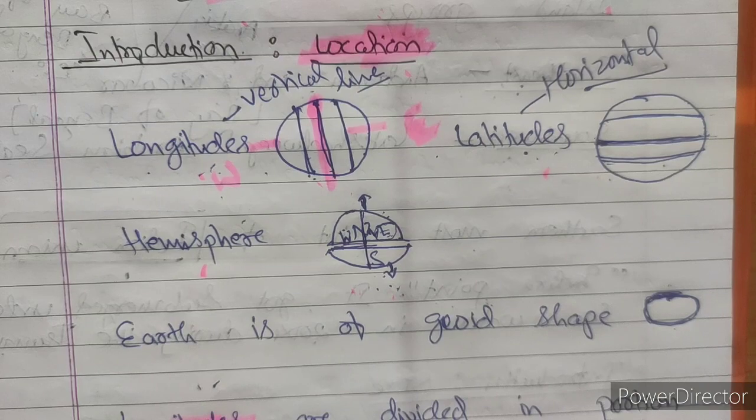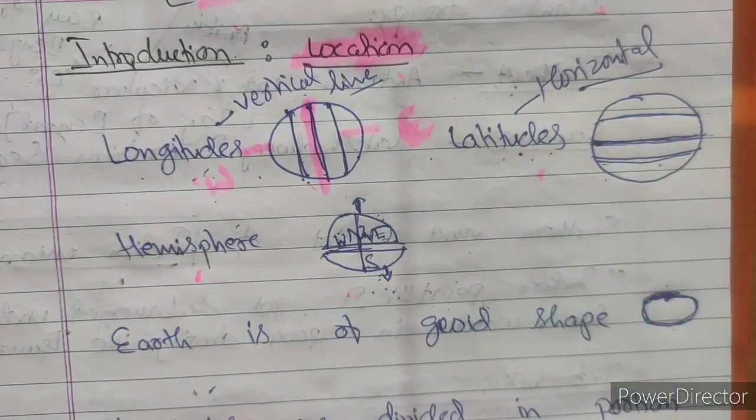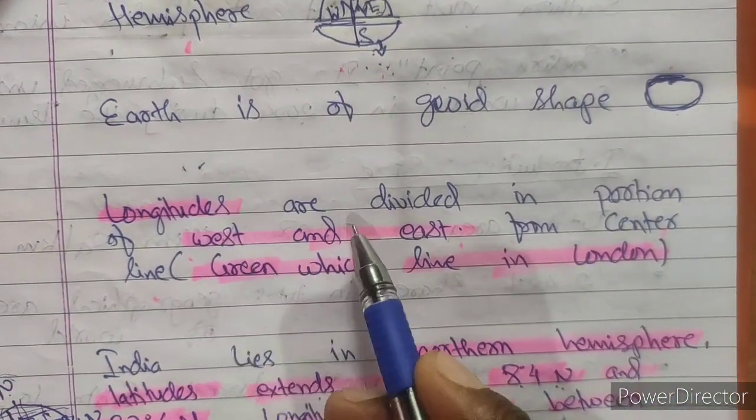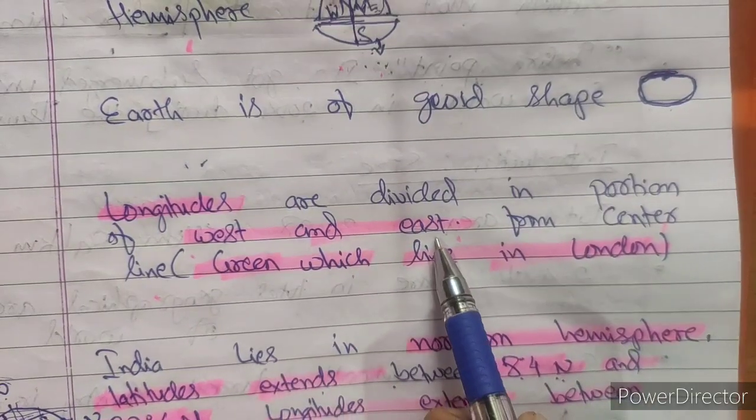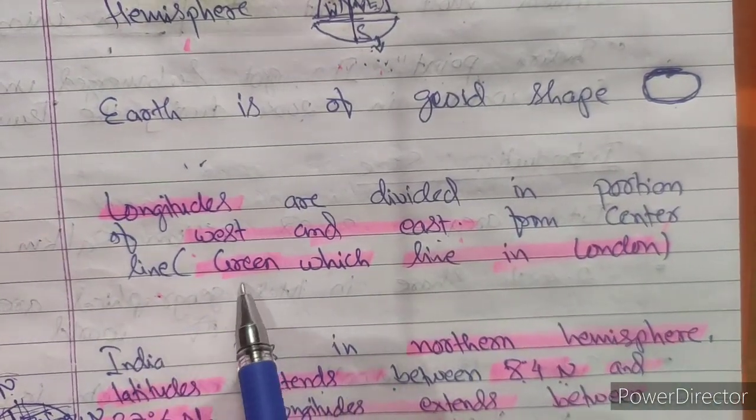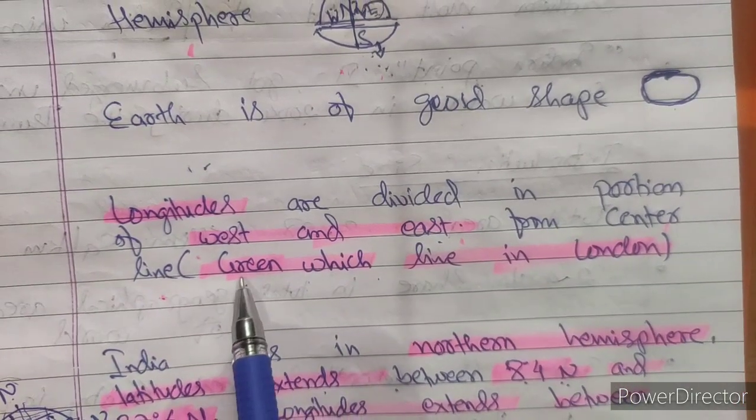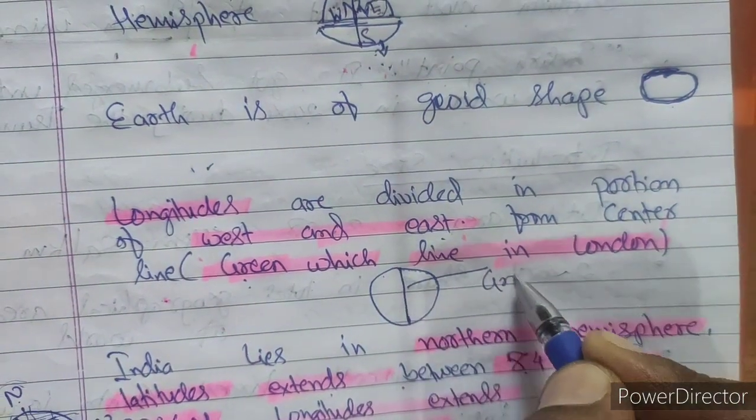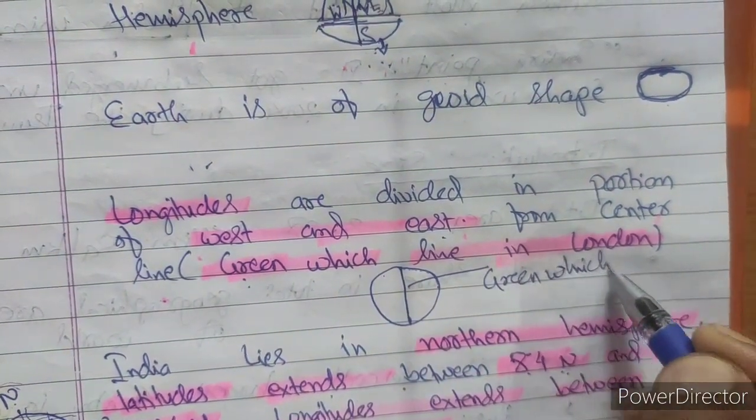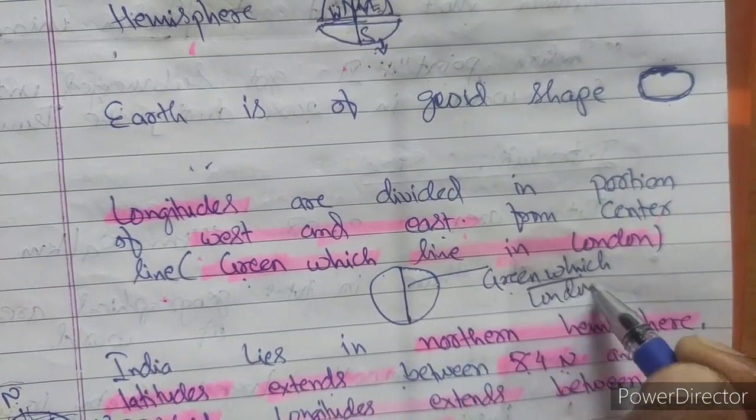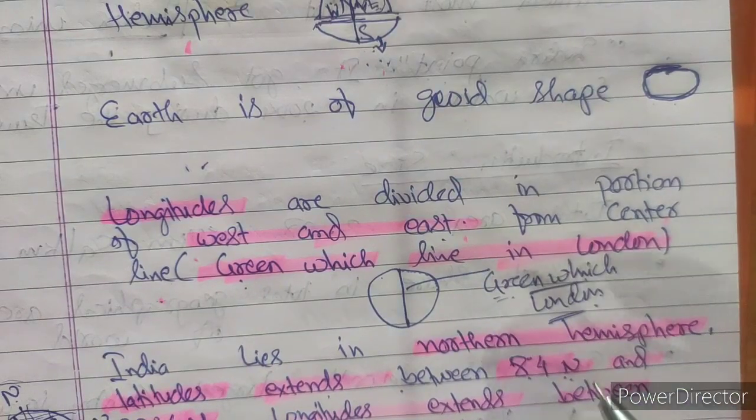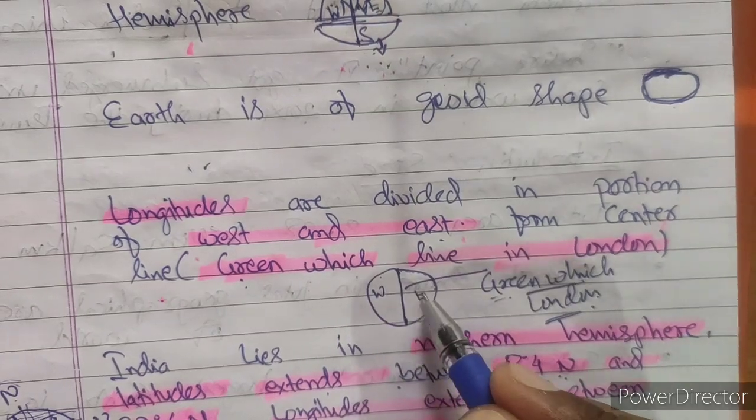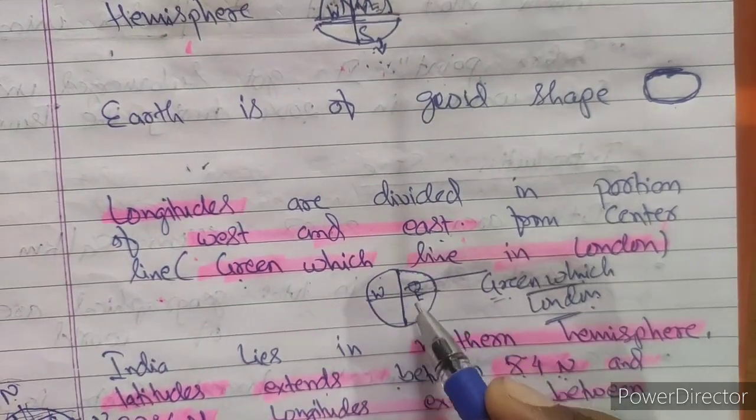Latitude divides the earth in a horizontal way. The earth is of a geoid shape. Longitudes are divided into portions of west and east, as I told you, from the center line, and the center line is the Greenwich line in London. Greenwich is a city in London. This is known as the Greenwich line because it passes through London and Greenwich is a city over there. It divides the earth into two equal parts: one will be the west side, one will be the east side. India lies fully on the east side in the northern hemisphere.